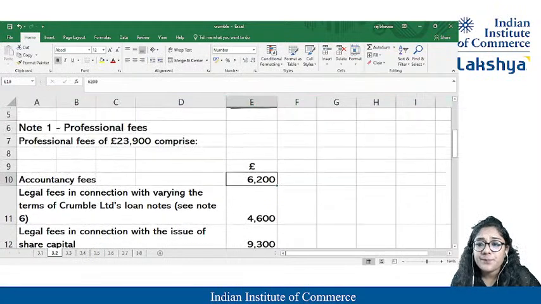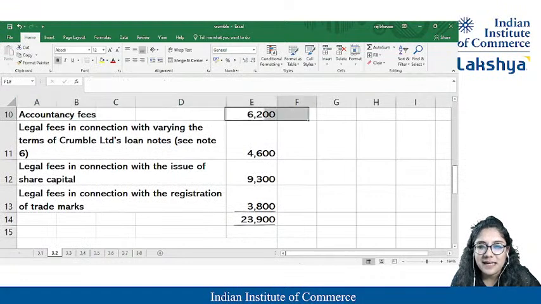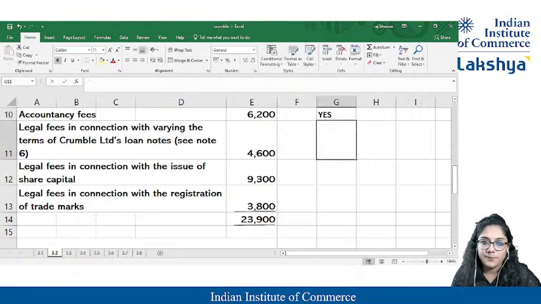Okay, students, comprising of professional fees, I am having accountancy fees. Guys, is it allowed? Ma'am, accounting fees, yes. So no worries. Everything is fine, nothing to be done. So it's a big yes. Cool. It's perfect. Yes, allowed. So I'll write A, allowed.